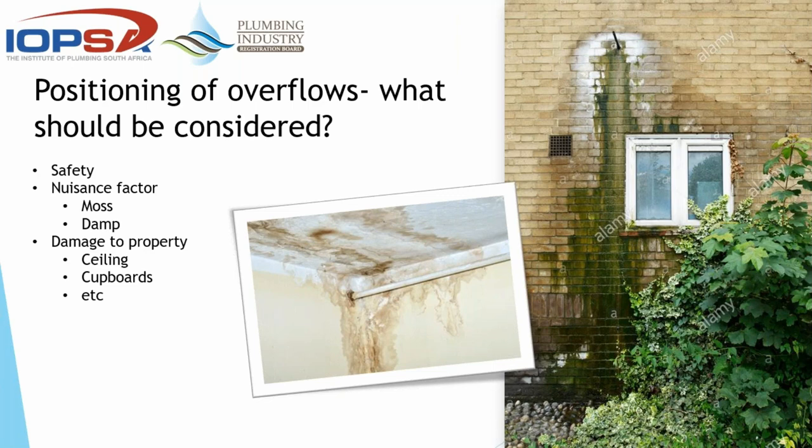I know most of us do, actually, because it is something that we think about, but every now and again, we're all human beings, we kind of just say, I'll just take it out the closest thing here. So this is just good practice. And then damage to property. Obviously, if an overflow hasn't been taken out correctly, for example, if it's not completely protruding through a roof space or an eave, and it's dripping onto the eave, it can cause damage to that eave. Sometimes leaking overflows can cause damage to ceilings, cupboards, etc. That speaks for itself. I don't need to elaborate.